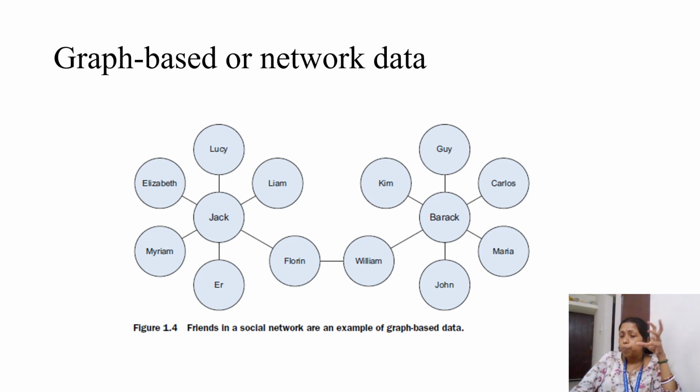So this is the graph-based data. This graph-based data is normally used for AI applications. For graph-based data, various algorithms are there for getting some conclusion from it.